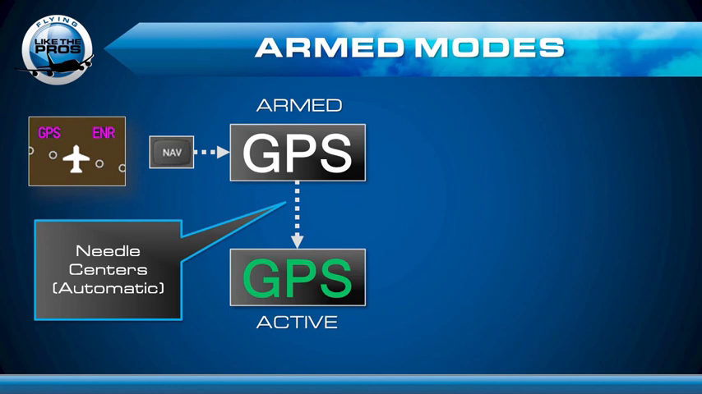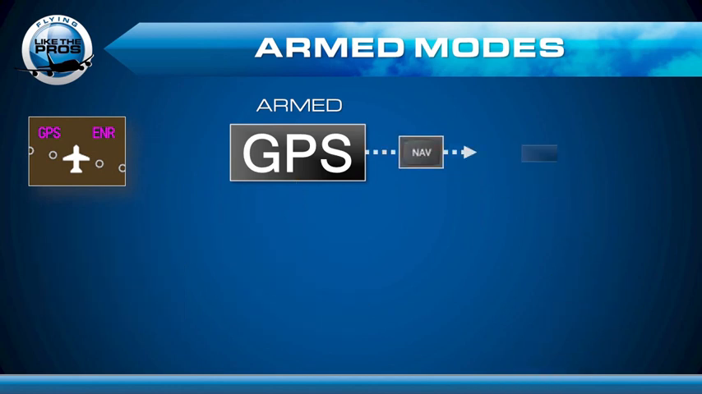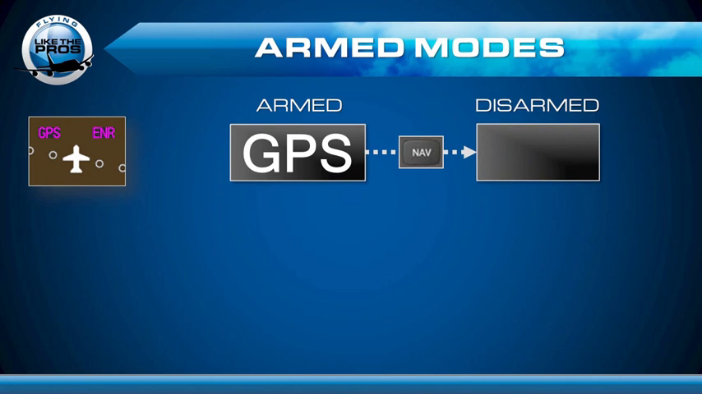If you try to force the mode by clicking the button again, all that happens is it gets turned off. In this case, GPS mode has been disarmed and the annunciator went away. And it turns out that can be handy. There are times we want to prevent the airplane from capturing the course, so we would simply disarm GPS by pressing the nav button.